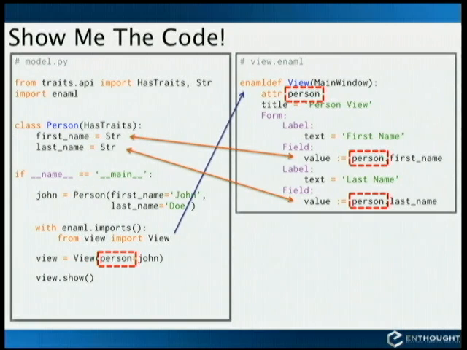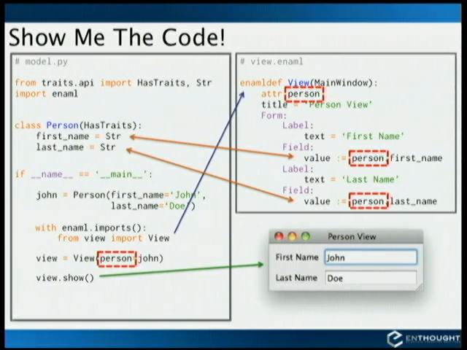And then I go view.show, and a UI comes up. It's a form layout. It's got a label for each name, and then a little field where you can edit the attributes on the guy. So that's kind of nice.